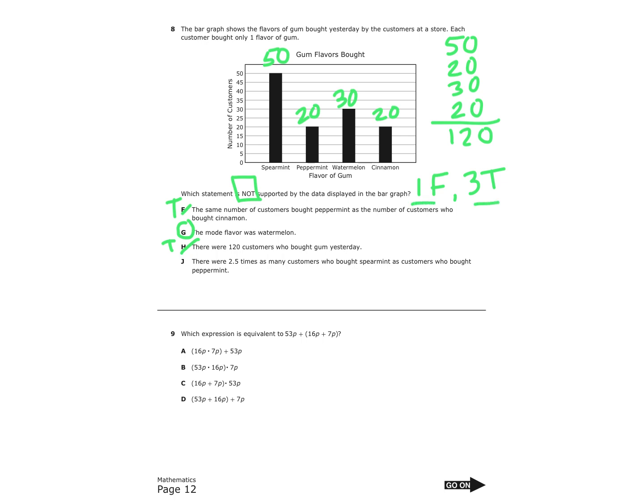There's 1 false and 3 true. So looking at this, J is probably true. There were 2.5 times as many customers who bought spearmint as customers who bought peppermint. Okay, well, spearmint was 50 and peppermint was 20. Is that true? Well, what's 20 times 2.5? Well, that 2.5 times 20, if you multiply this out, this is actually 50. And so that is true. This is a true statement. So that means that the answer has to be G because that was false.